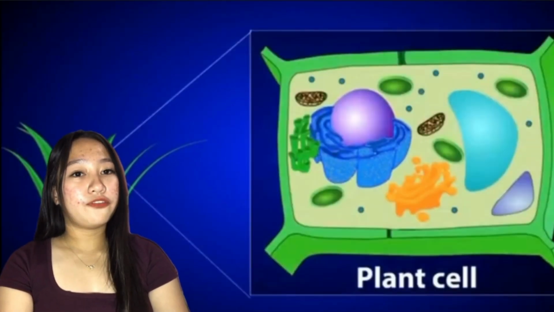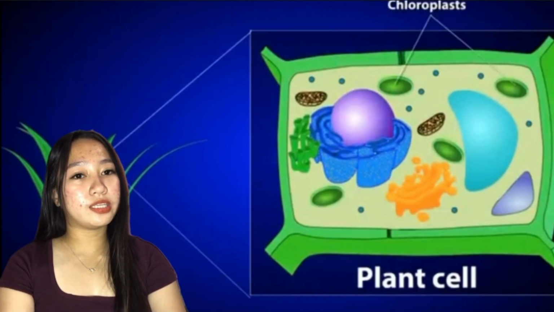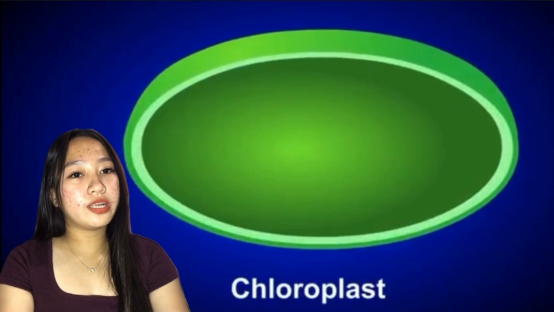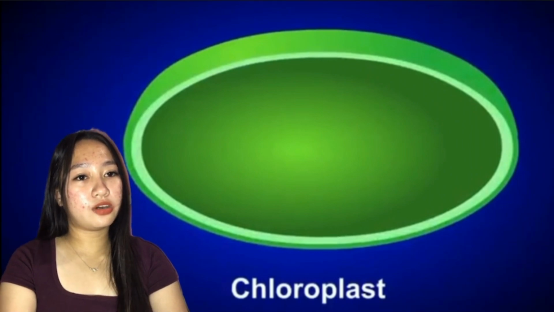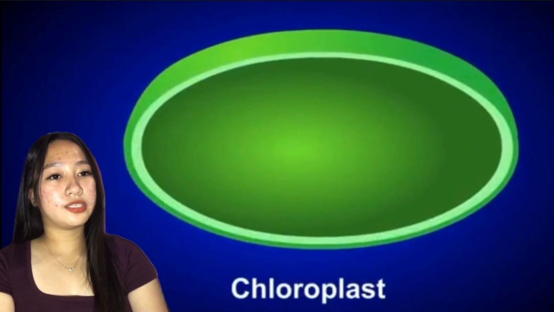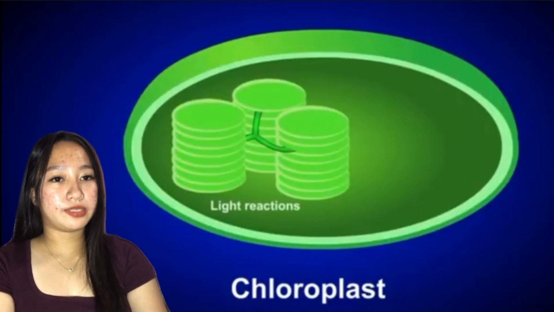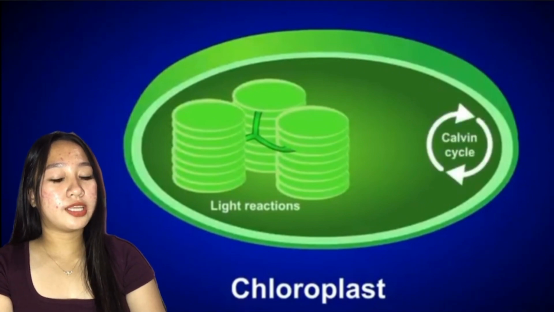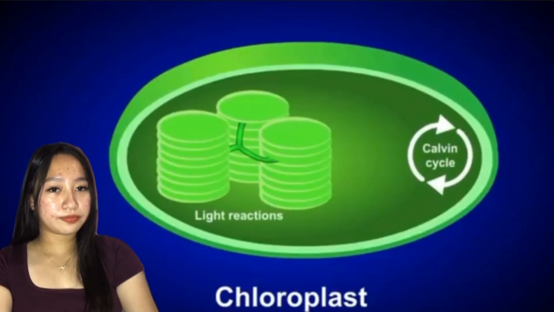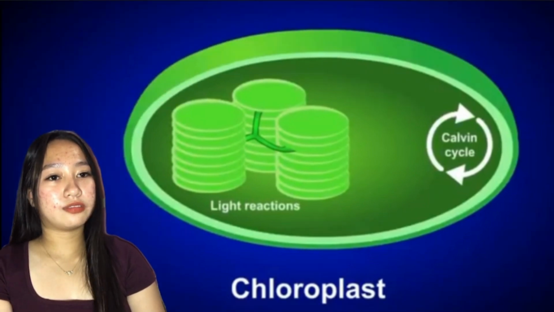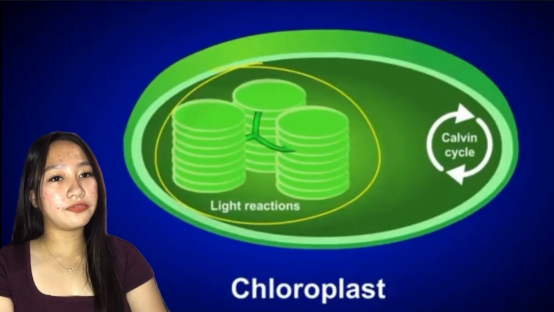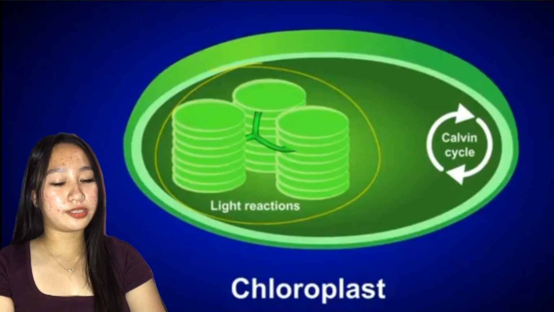The leaves of this plant have cells that carry out photosynthesis. If we zoom in on this photosynthetic plant cell, we can see the chloroplasts, where the reactions of photosynthesis occur. Photosynthesis consists of two primary steps, the light reactions and the Calvin cycle reactions. In this presentation, we'll focus exclusively on the light reactions.